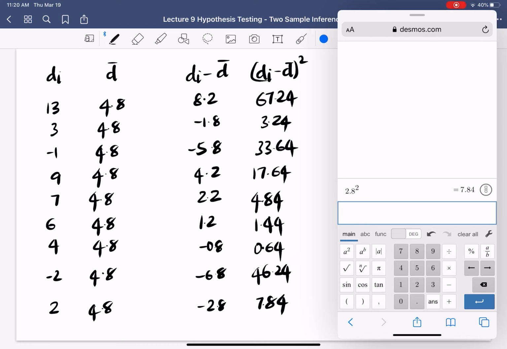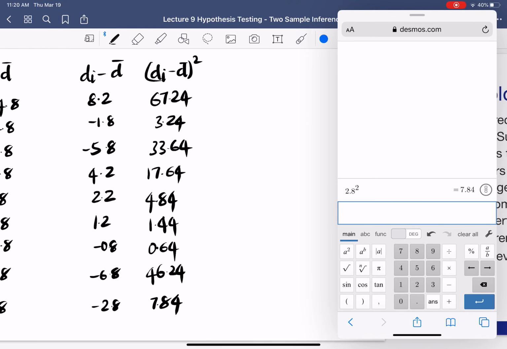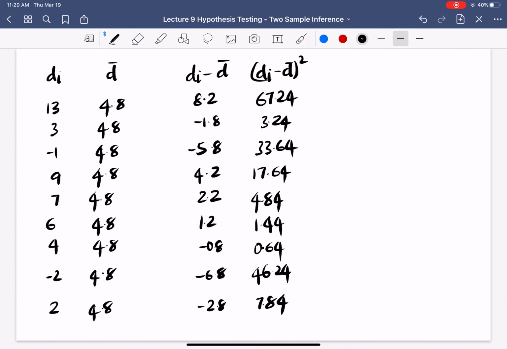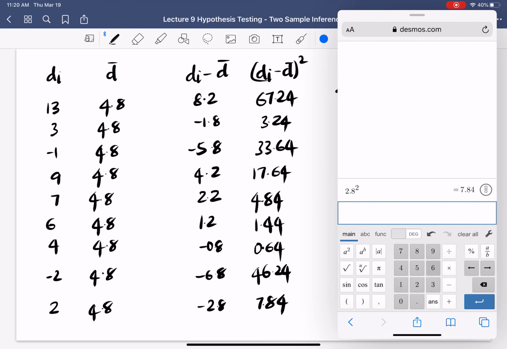So this is 7.84, so that's your final value. So next we want to find sigma of di minus d bar square. So the sum is 67.24.